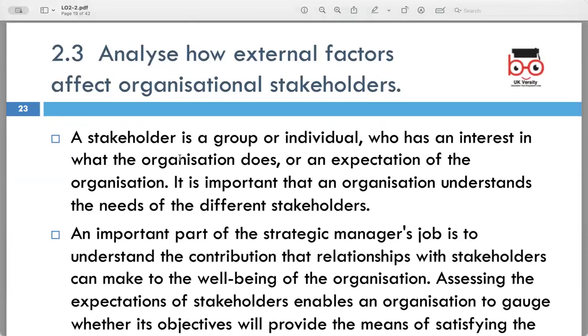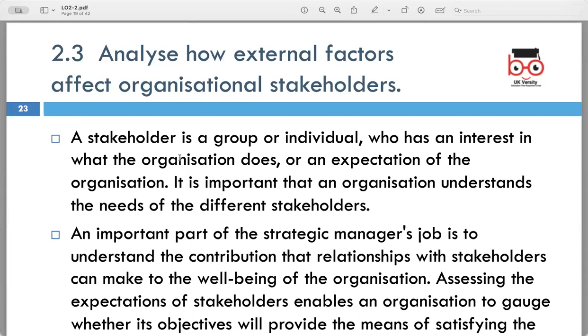Analyze how external factors affect organizational stakeholders. Individuals or groups that have an interest in the activities of the organizations or expectations of the organizations are referred to as stakeholders. It is essential for an organization to have a thorough understanding of the requirements of the many stakeholders present. Understanding the contributions that connections with stakeholders may make to the overall well-being of the company is an essential component of the job performed by the strategic manager.